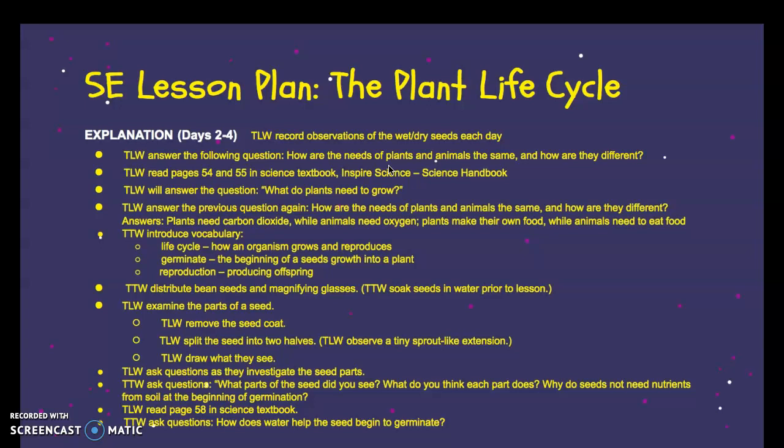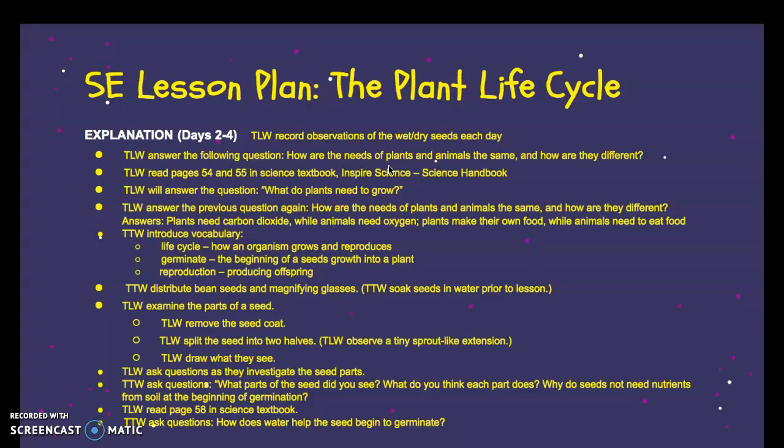They will have textbooks, which is the Inspire Science Student Handbook, and there's a reading passage in there that they can read, and then answer some more questions about what plants need to grow. They'll also learn some new vocabulary. So this would be where vocabulary comes into place: the life cycle, germinate, and reproduction.